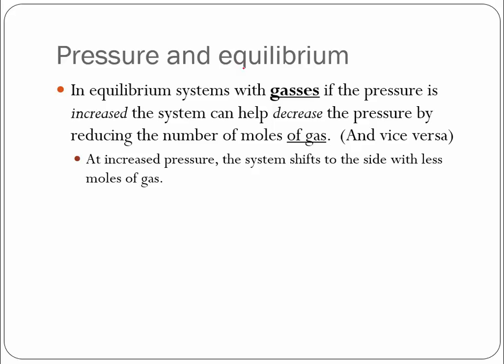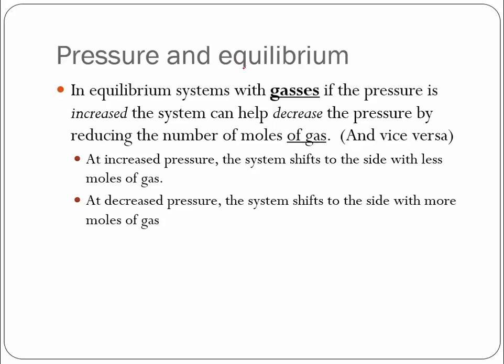So if you increase the pressure, the system is going to try to shift to the side with fewer moles of gas, because if it does that, it can actually reduce the pressure. So I push down on the piston to try to make the pressure go up. The gases will say, hey, not so fast. They will try to shift to the side with fewer moles, which will make the pressure go down again to counteract what I did. And the opposite is true at decreased pressure. If I make the pressure decrease by increasing the volume of the piston, the system is going to shift to the side with more moles of gas, because that way it can try to increase the pressure again. It can try to counteract the change that I made.